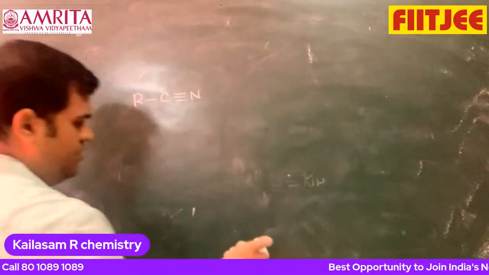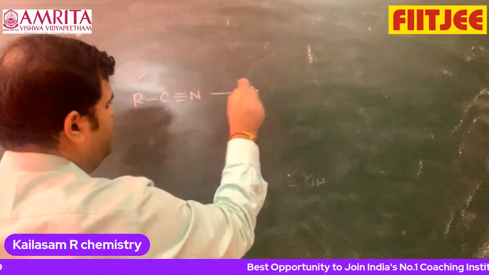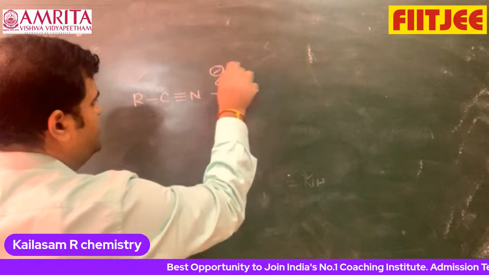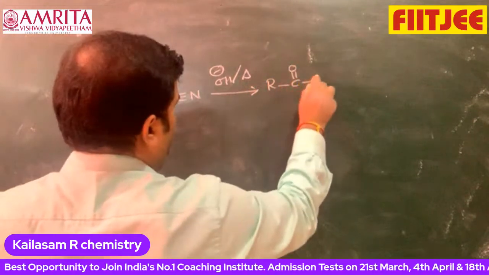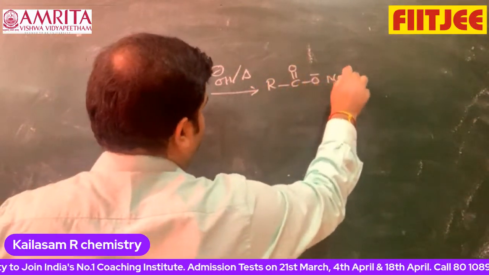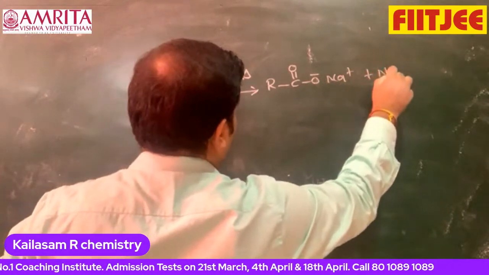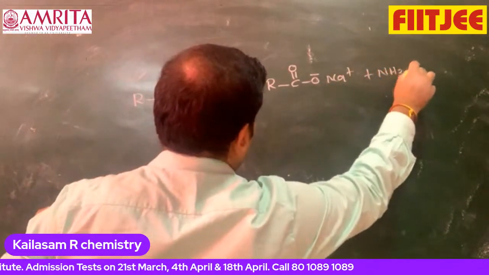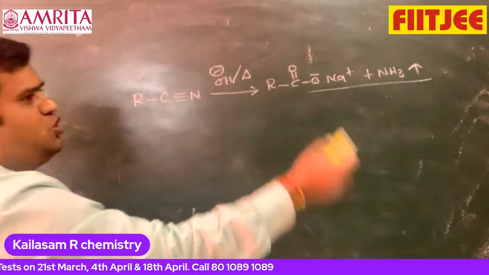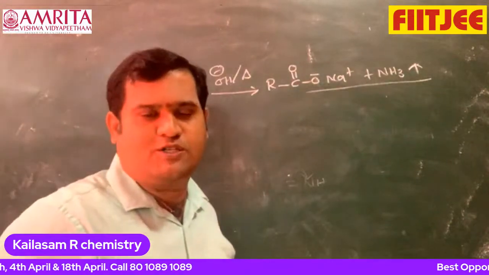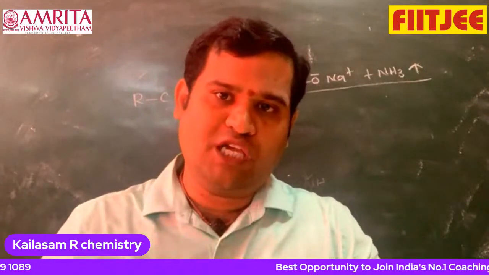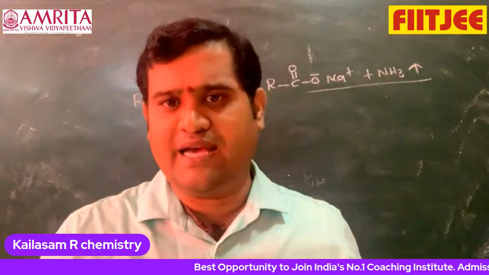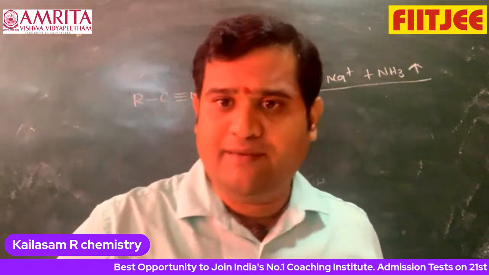CN in presence of a basic medium, OH minus, on heating, we get RC double bond O O minus Na plus, and ammonia gas. This is the preparation of carboxylic acid. Now, Grignard reagent, then hydrolysis of cyano compounds gives carboxylic acid. Partial hydrolysis gives amide. Fine.